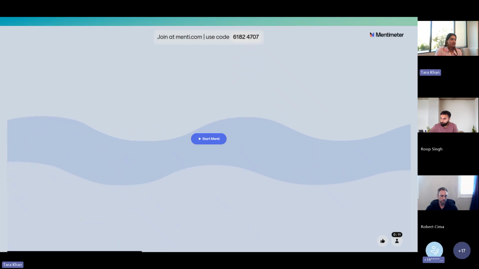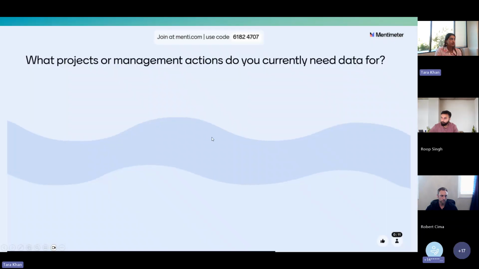So I wanted to ask what everybody thinks about this, and it's the same QR code as last time. So if you have that page still open, just use that. What projects or management actions do you currently need data for? What policies are you implementing that you need to start collecting data for? I'll give it a minute.